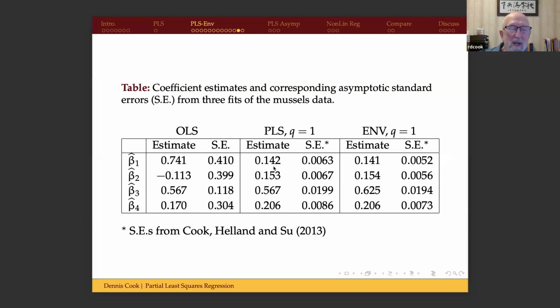And you can kind of see what's happening when the standard error of the estimate is large from OLS. That gives partial least squares and envelopes room to move around. The estimates change when the standard errors in OLS tend to be not small relative to their estimates. So this is a good reason for thinking about doing partial least squares in run-of-the-mill problems. Here we have 4 predictors and 79 observations.